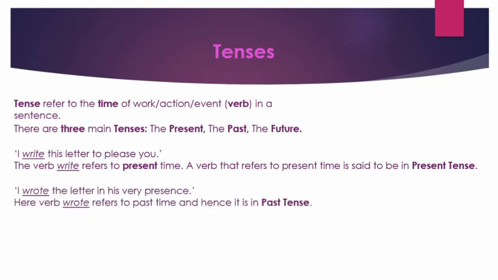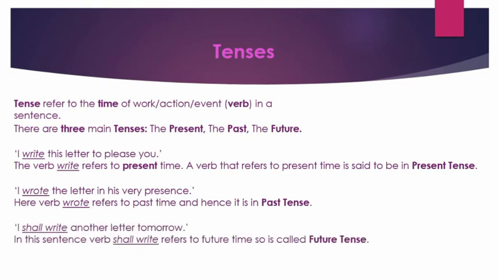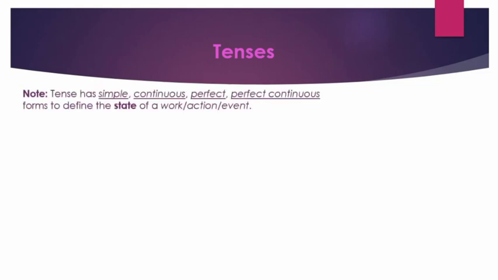I wrote the letter in his very presence. Here, the verb wrote refers to past time, and hence it is in past tense. I shall write another letter tomorrow. In this sentence, the verb shall write refers to future time, so it can be named future tense. Also, we will have to make a note of this: tense has simple, continuous, perfect, and perfect continuous forms to define the state of a work, action, or event.